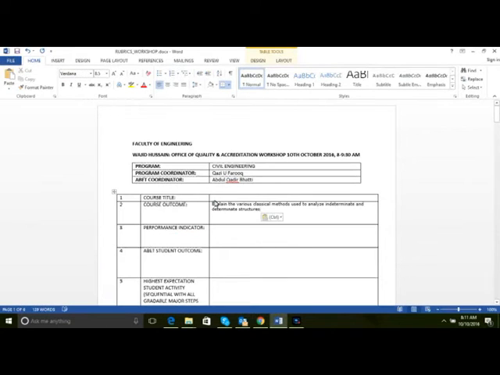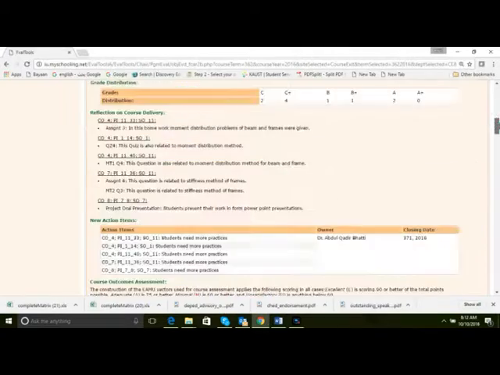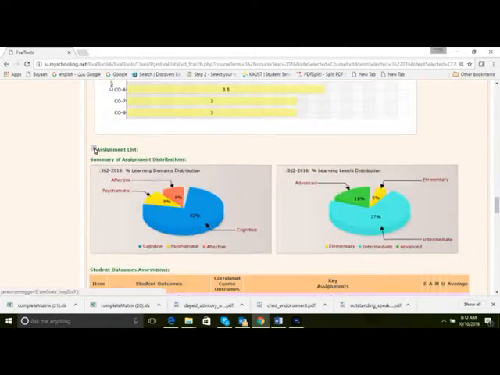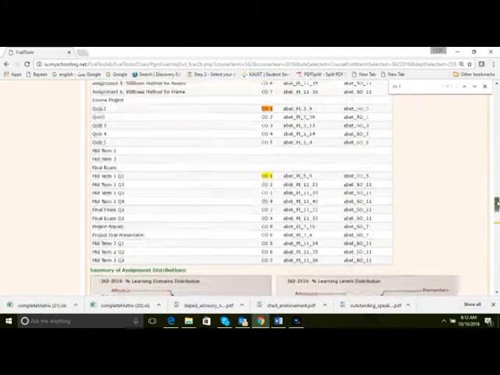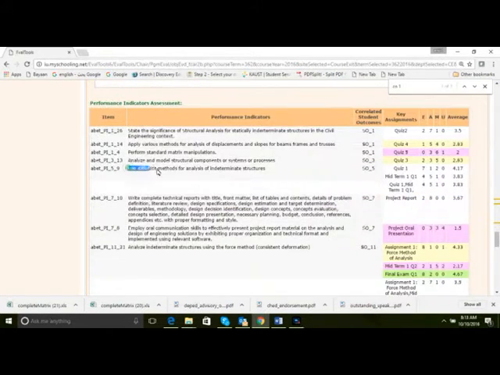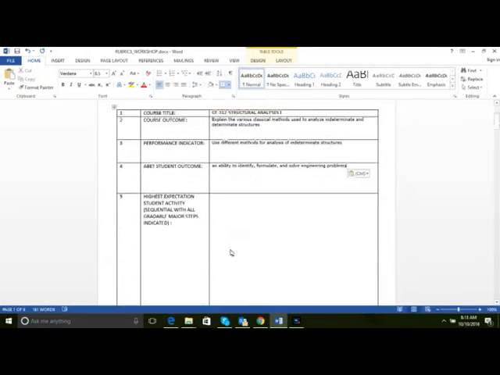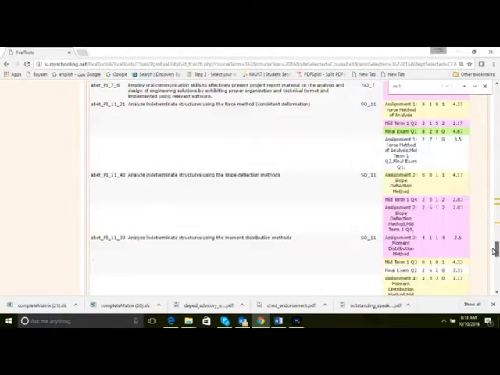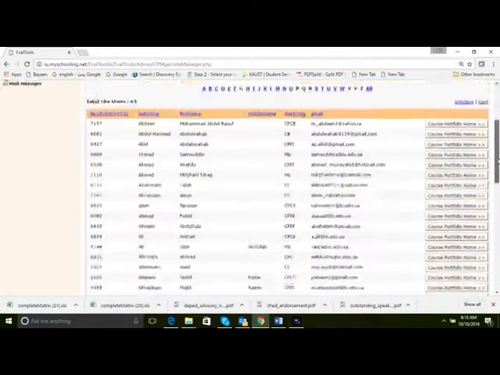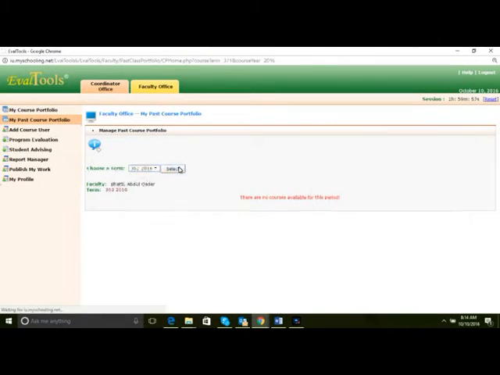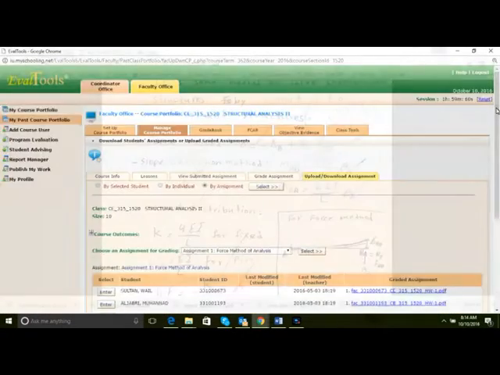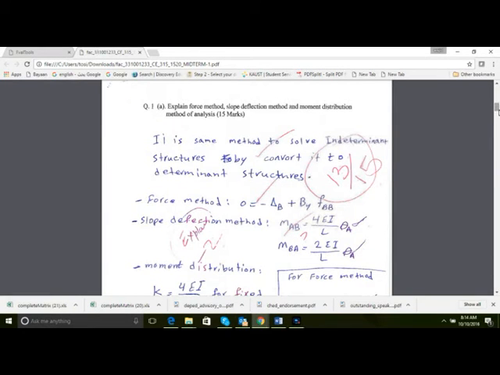Let's look into which course outcome to select here. Explain the various classical methods for the analysis of indeterminate and determinate structures. Let's go into the assignment list and look into EBIT PI 59, using different methods for the analysis of indeterminate structures. And now let's access midterm 1 question 1 to look into what student activity is actually expected from faculty for these assessments.